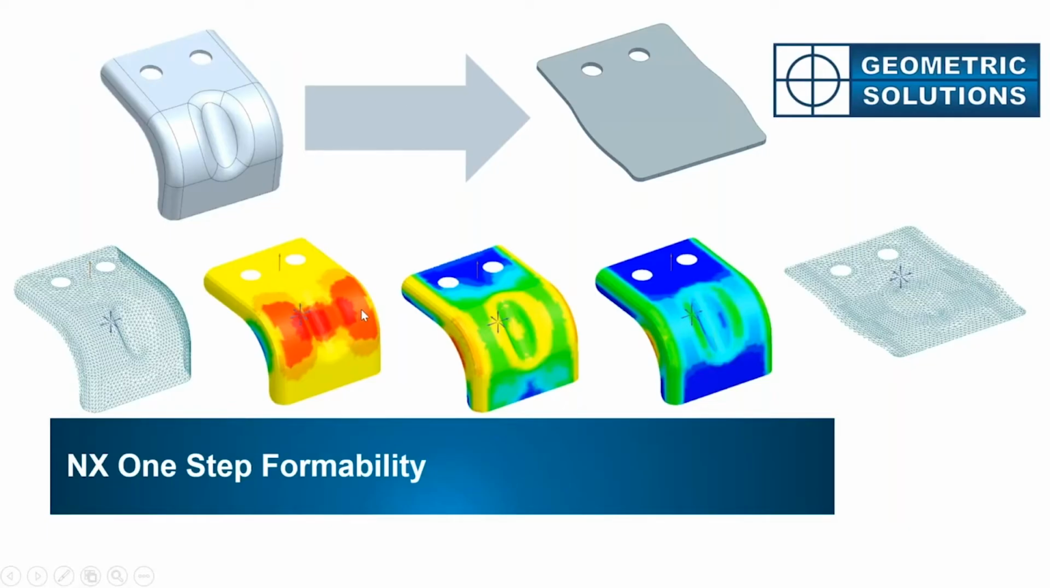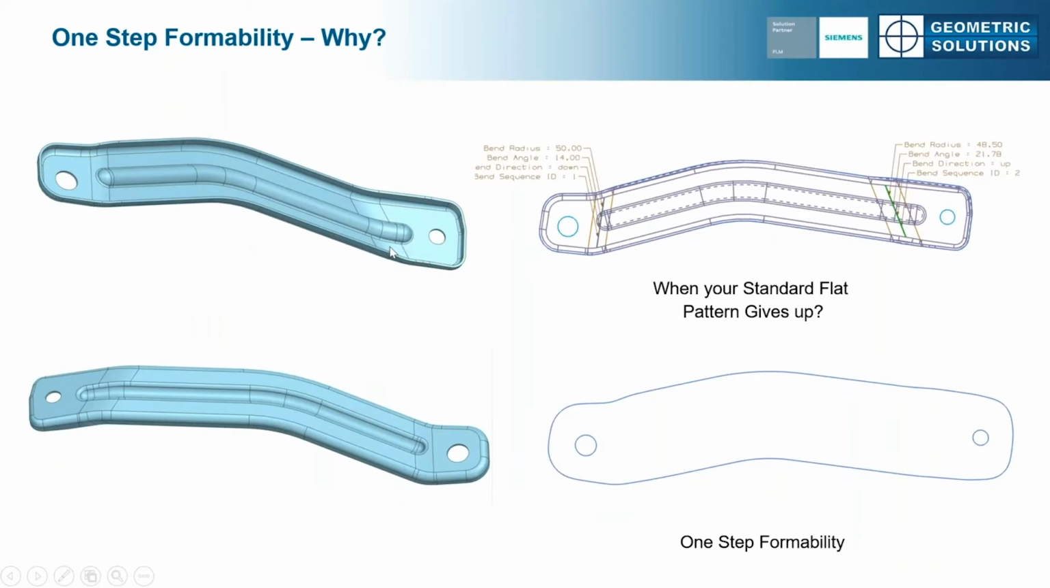So let's get started talking about NX One-Step Formability. The first question would be, why? Why do we need a tool like this? Well, oftentimes we'll take a sheet metal part, we'll bring it into NX, and then we'll try to flatten it. We'll try to create a flat pattern just using the sheet metal tools.